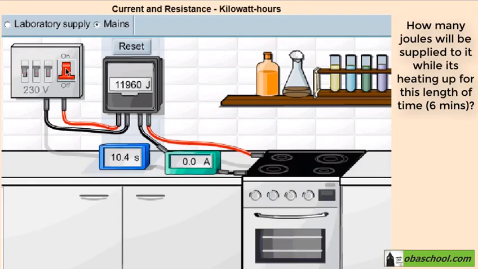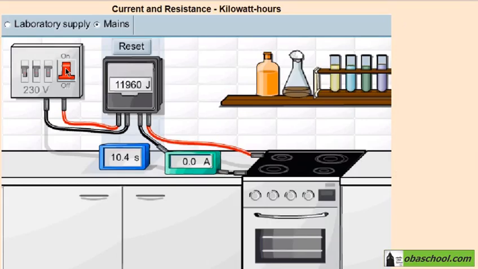Yes, about 414,000 joules, which comes from 230 volt multiplied by 5 ampere multiplied by 360 seconds. The joule is not a large enough unit to measure domestic energy use. However, the kilowatt hour is used instead.